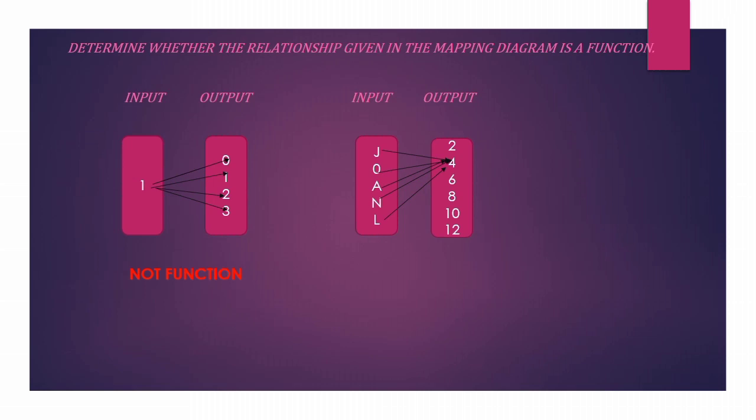Oh, so for this one, it is not a function. Kasi nag-repeat si input or the x values. 1, 0, 1, 1, 1, 2, 1, 3. Therefore, it is not a function. While here, x to y. So, J to 4, O to 4, A to 4, N to 4, and L to 4. So, this is a function. Kasi, yung y yung nag-repeat, hindi yung x. Is that clear? Okay, good.